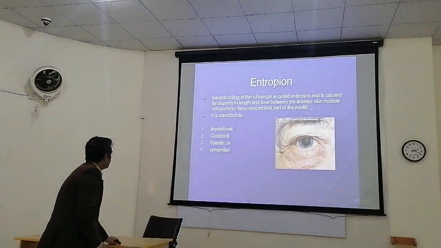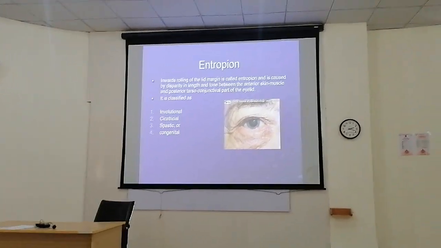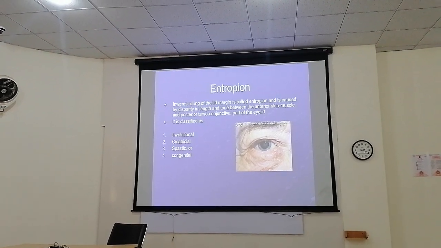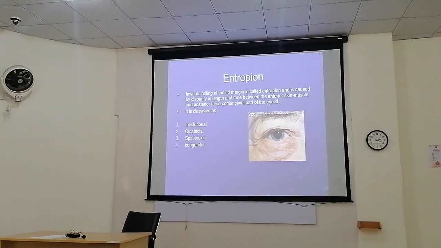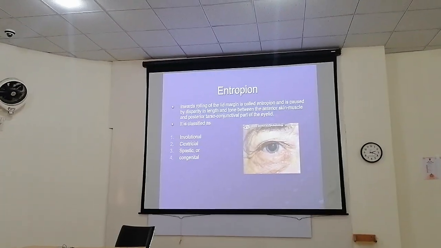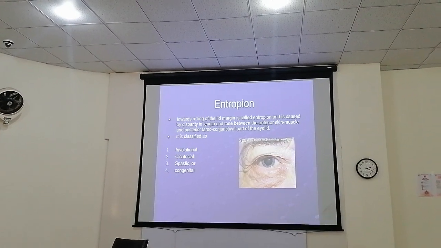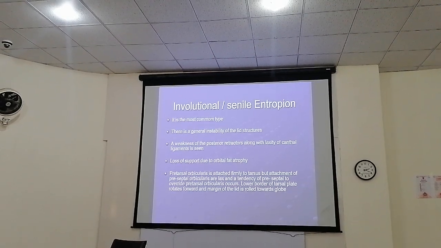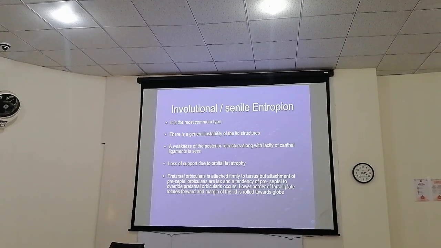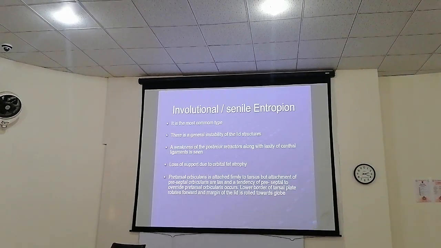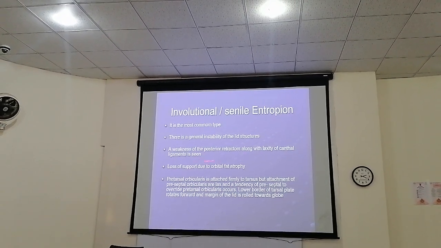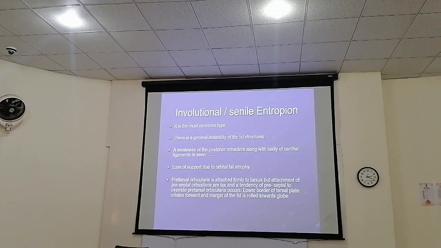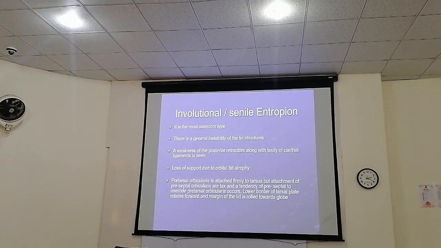So it is tricky. Anyways, I have tried my level best to get you to understand. It can be involutional, that is aging. It can be cicatricial, it can be spastic, or it can be congenital. Involutional or senile entropion is the most common type. This is a general instability of the lid structures, a weakness. This is what I have just told you. This is a weakness of the posterior retractors along with laxity of the canthal ligaments. This is an additional pathogenic factor.